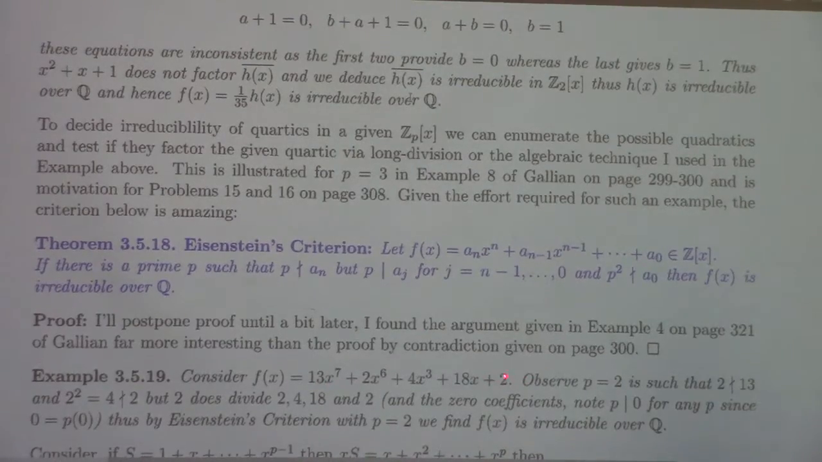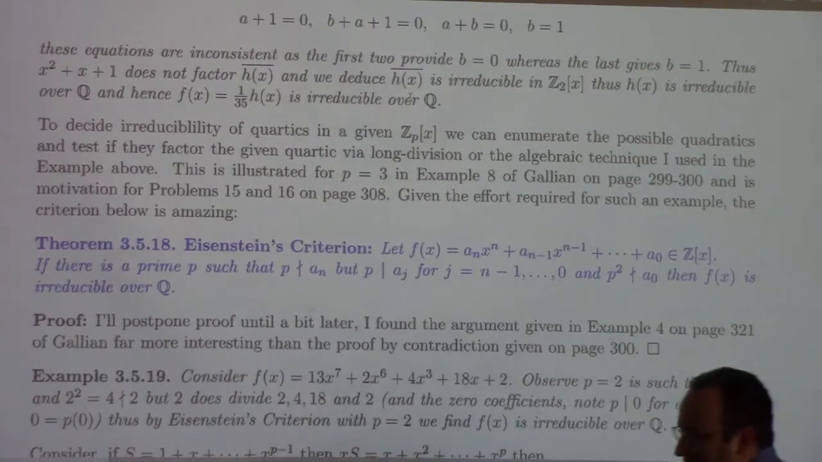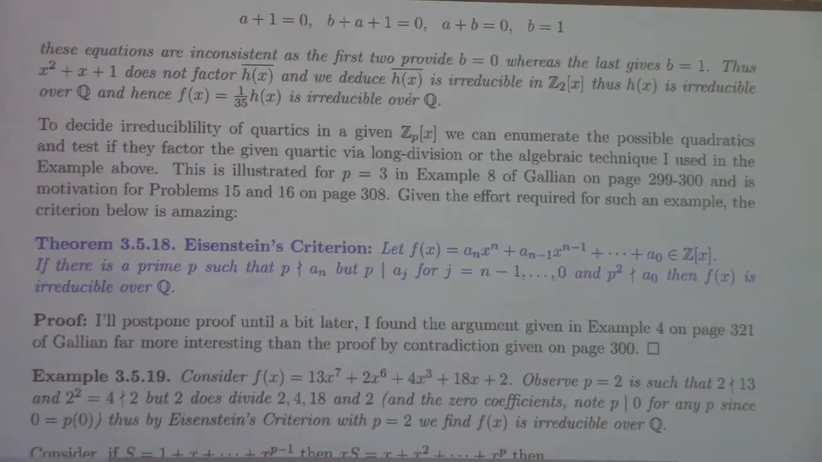And does 2 squared, which is 4, divide 2? No, it does not. You're like, but 2 divided by 4 is a half. What do you mean? You know what I mean. So it's not allowed. So of course, 4 does not divide 2 in our language. So Eisenstein's criterion has been met, and we find that this f of x is irreducible over Q. Of course, Eisenstein's criterion doesn't work for all examples, but it does create some very nice examples.